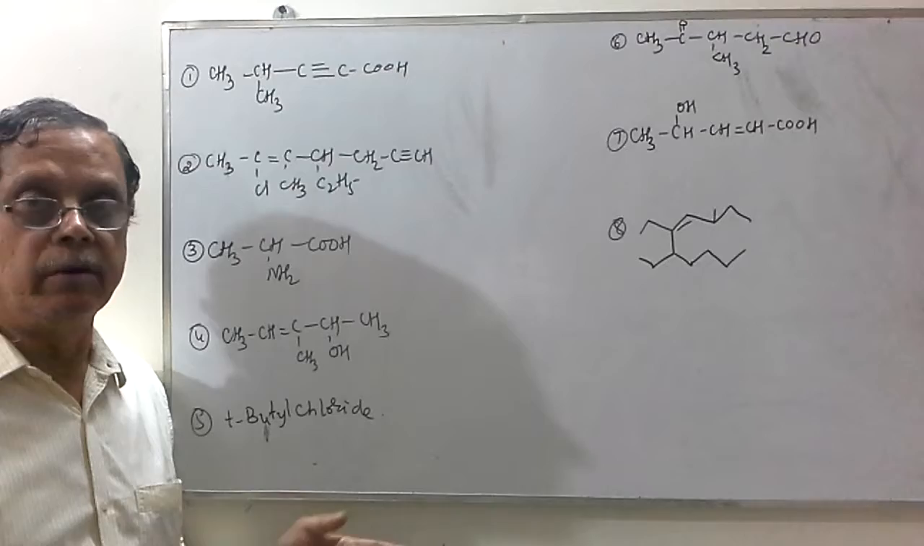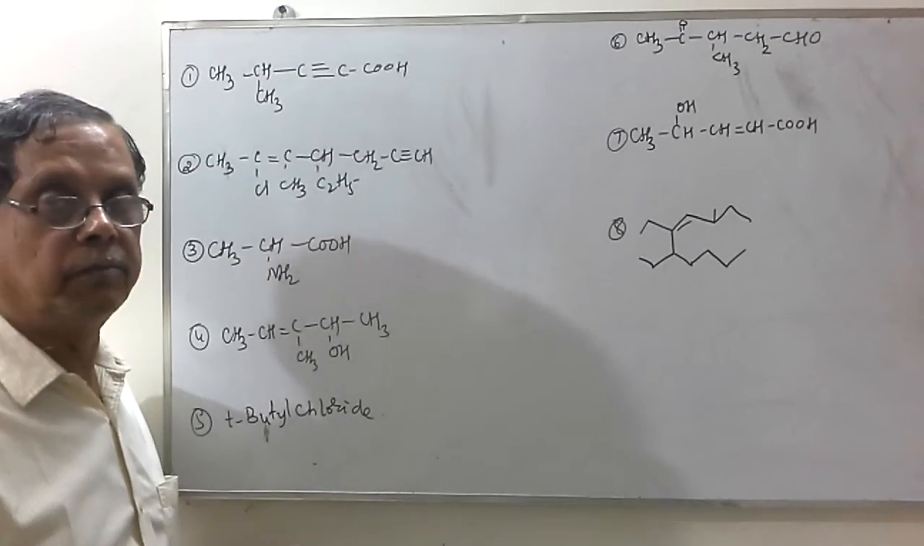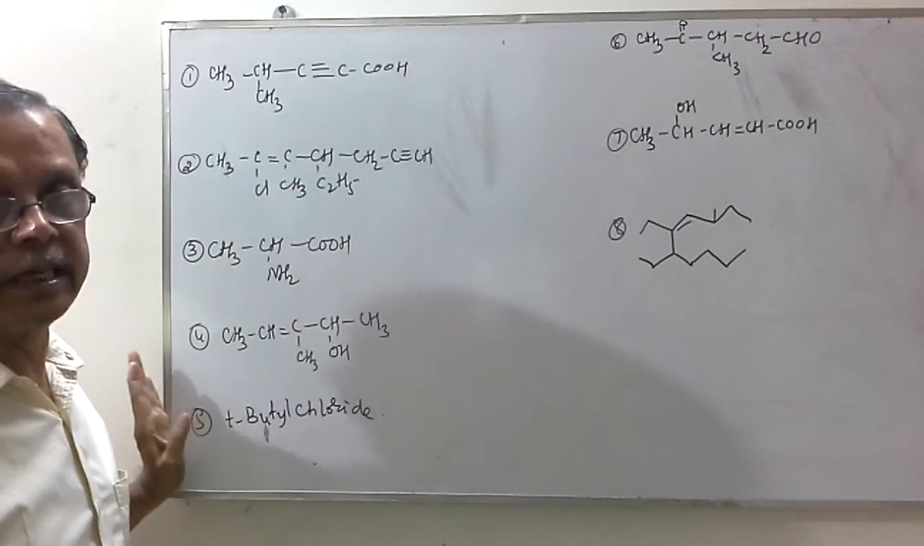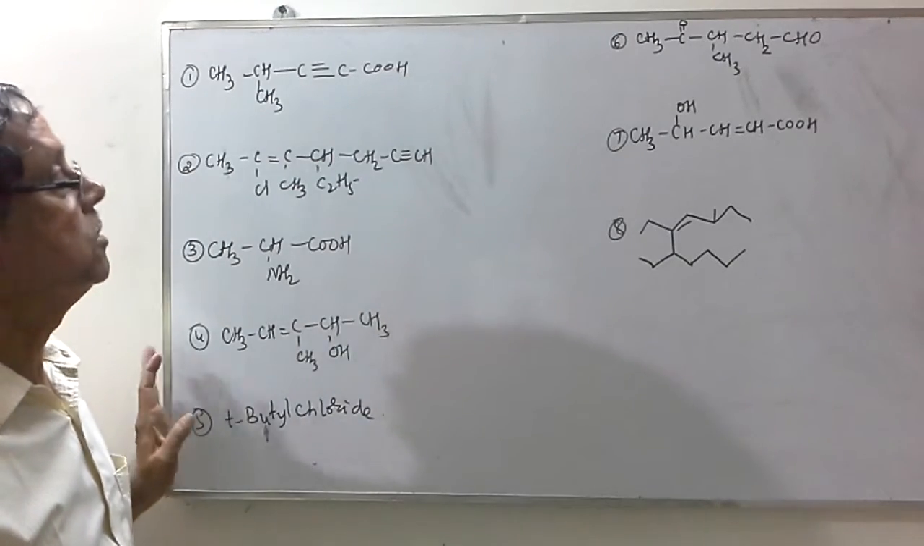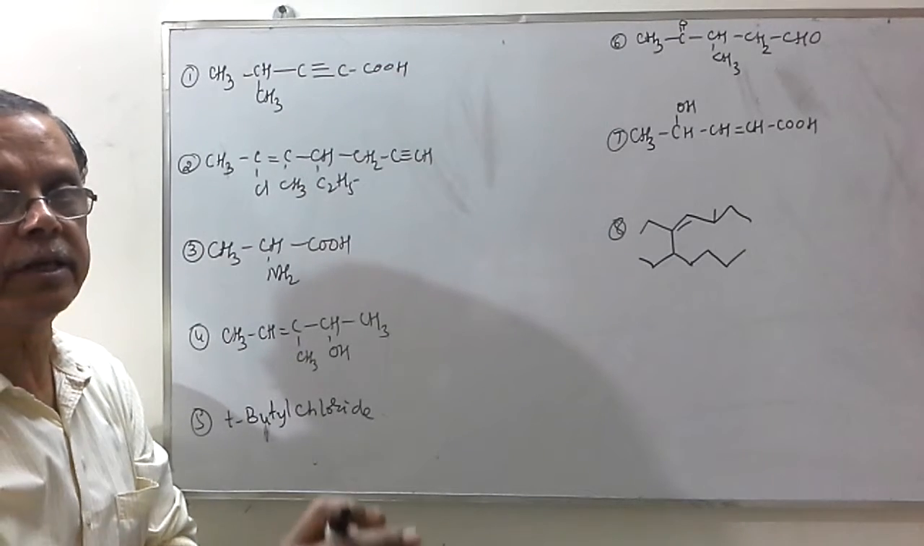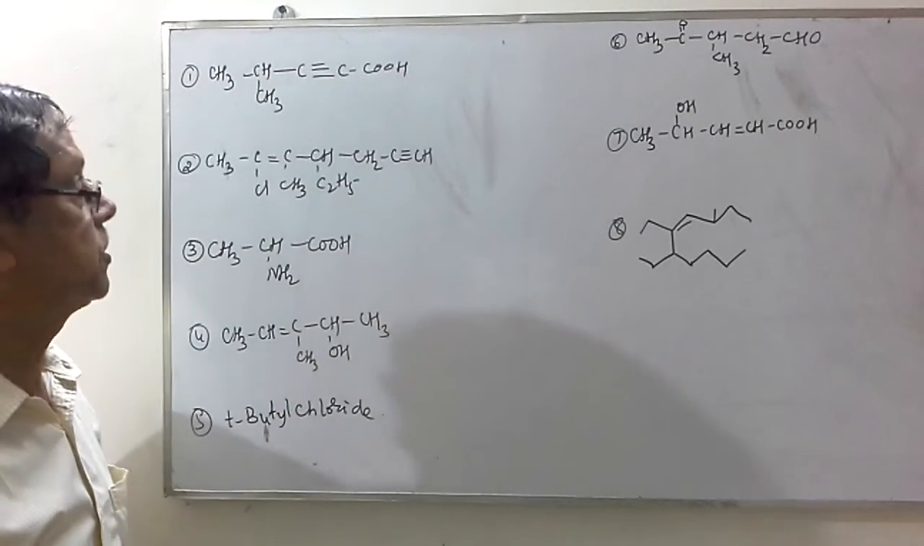Welcome back to the nomenclature of some more examples. I have written these 8 structures for the organic compounds. Now our aim is to write the IUPAC nomenclature or IUPAC names of these compounds.